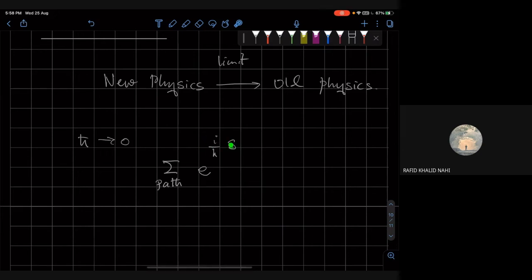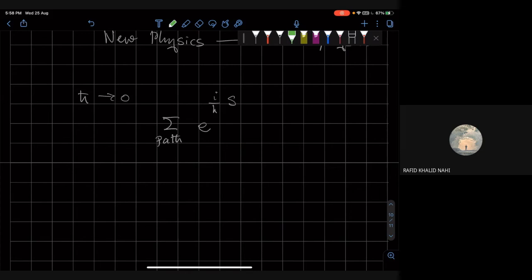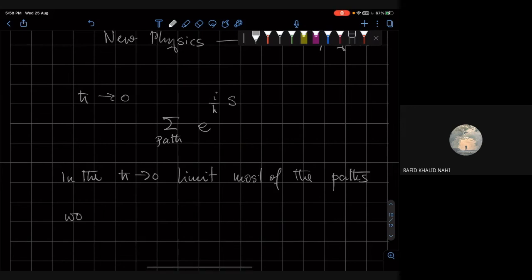So that means that for a small variation of the path, because S is going to change, this phase factor will change in some random way. So when we take the sum over all these paths, because these phase factors are changing in random way, they will tend to cancel out. So in the h goes to 0 limit, most of the paths will not contribute, because they'll tend to cancel each other.